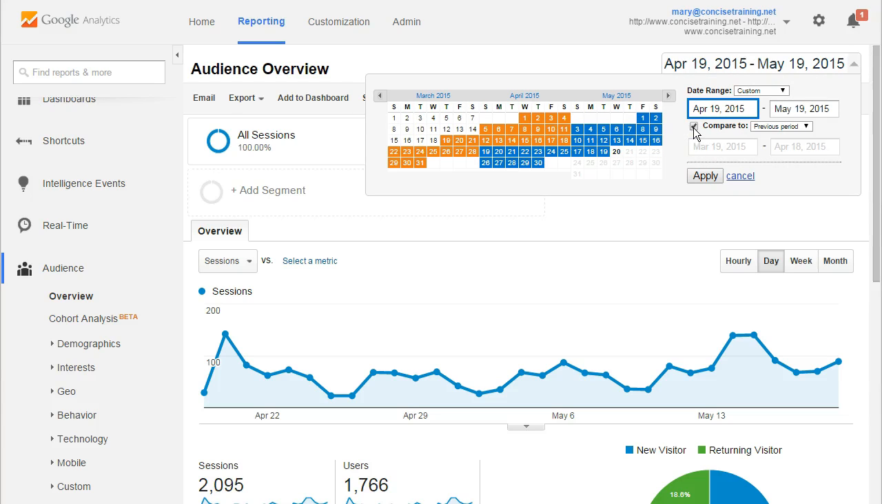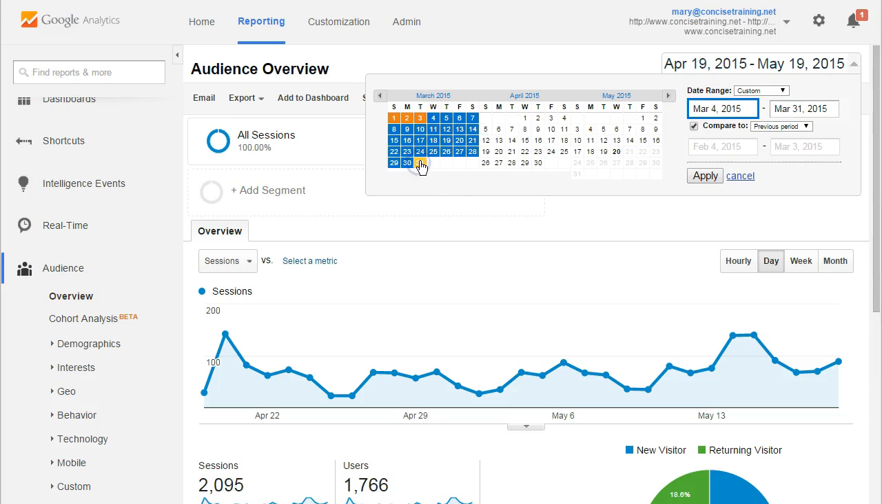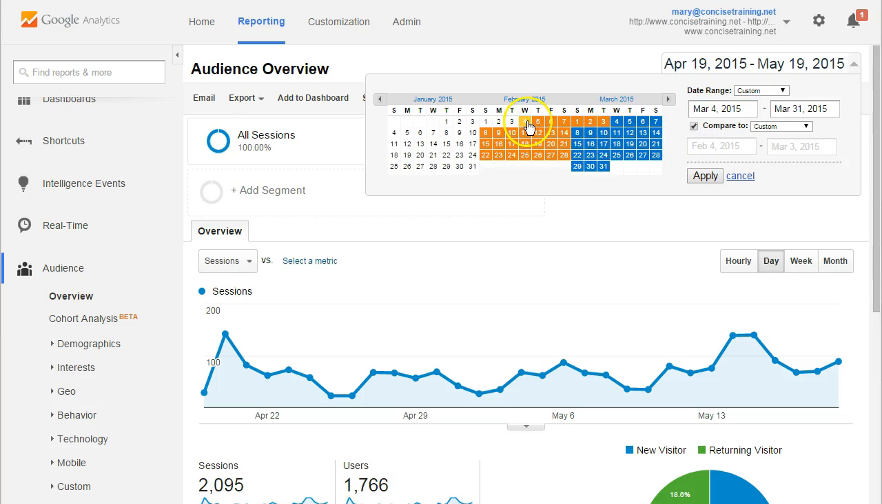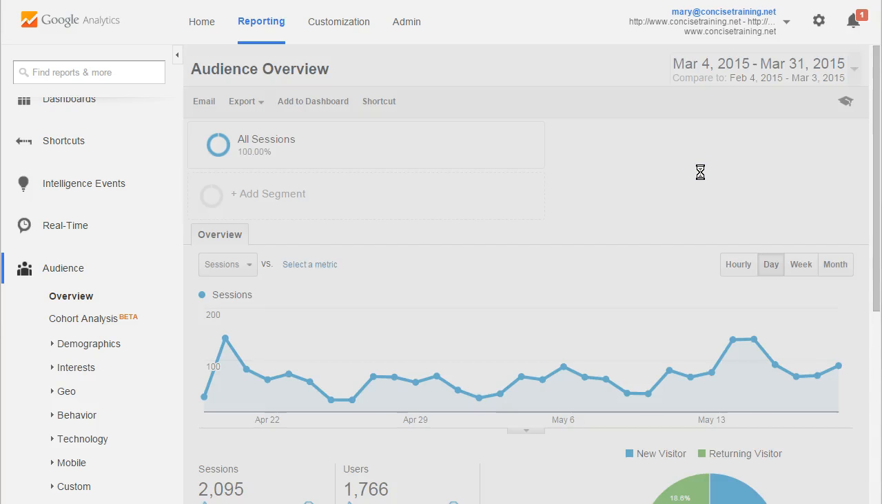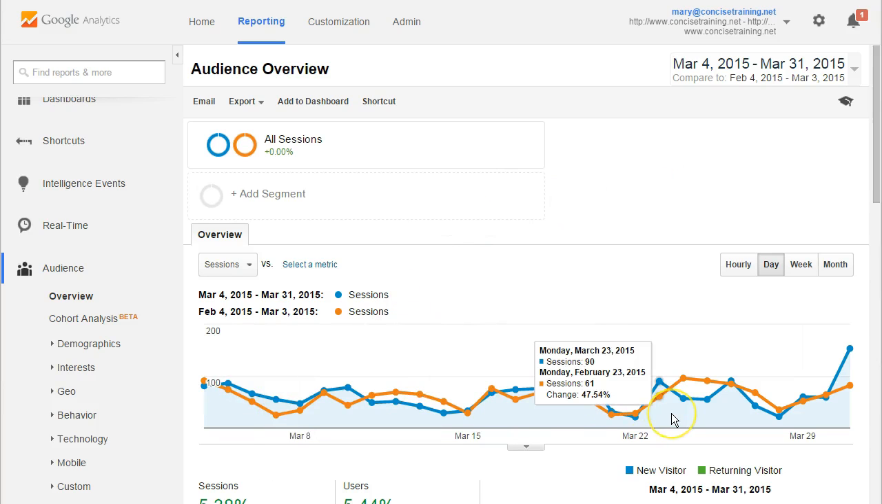You can compare two date ranges by clicking down and choosing Compare To. When you choose the date ranges to compare, do make sure you start on the same day of the week. For example, 1st of April is on a Wednesday, so I want to choose the 4th of March to do a comparison. So I'm going to do the 4th of March to the 31st of March, and I'm going to compare to the 4th of February to the 3rd of March, because that's the same dates. If I apply that, you can see how my data looks.